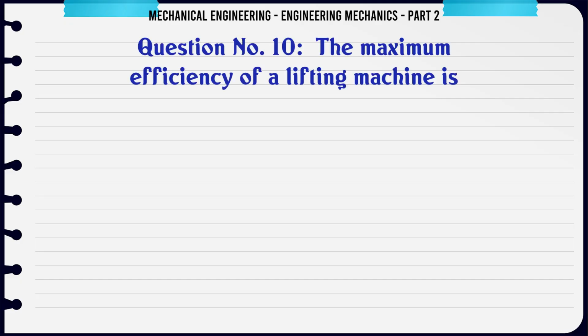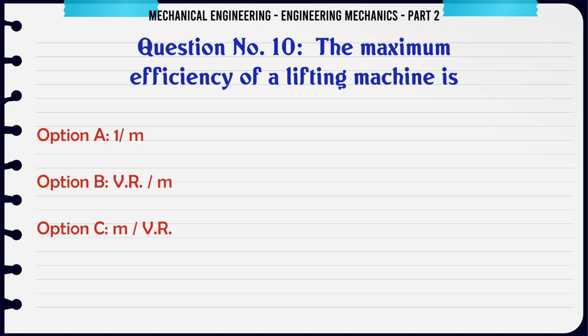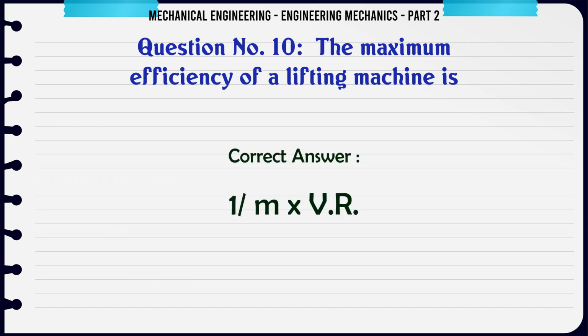The maximum efficiency of a lifting machine is A. 1/m, B. VR/M, C. M/VR, D. 1/(m×VR). The correct answer is 1/(m×VR).